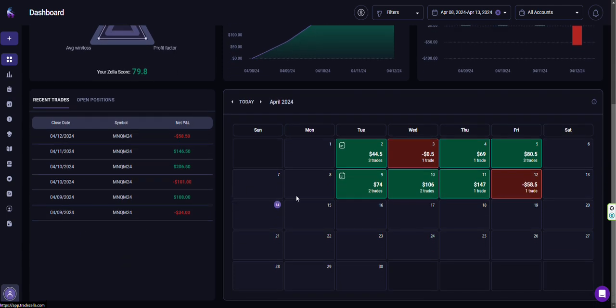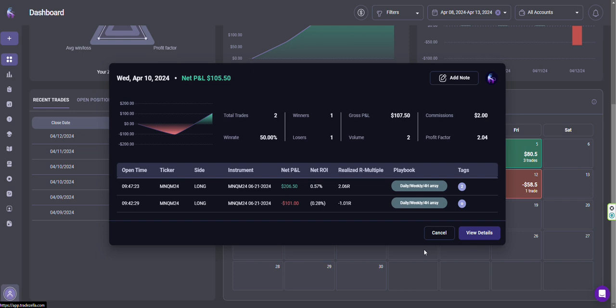So moving on to my next trades on Wednesday. Again, I had 1 winner and 1 loser, and I took 2 long trades. So let's get into the breakdown of those trades.